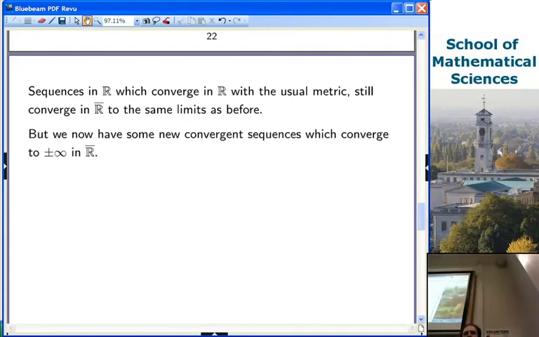And I'll say a bit more about this next time. But if you've got a sequence in R converging in R with the usual metric, it still converges the way it ought to in the extended real line. All that's happened is we've got some new convergent sequences converging to plus or minus infinity.